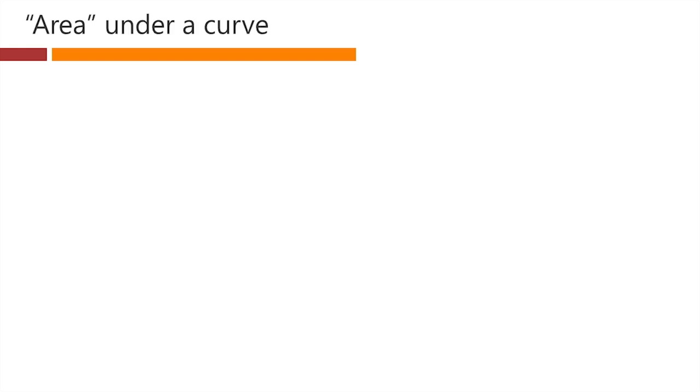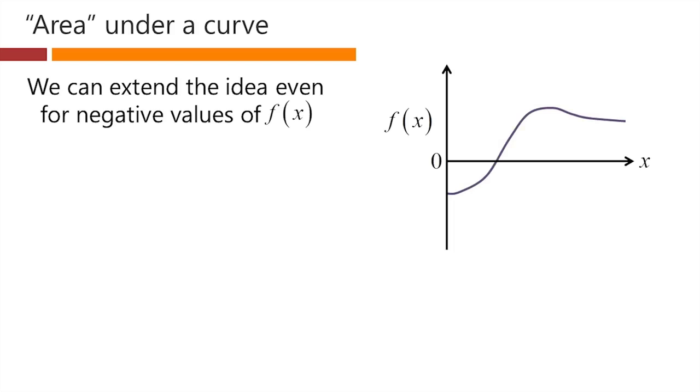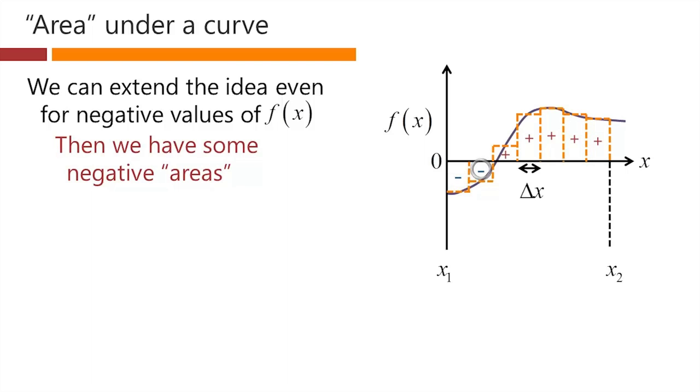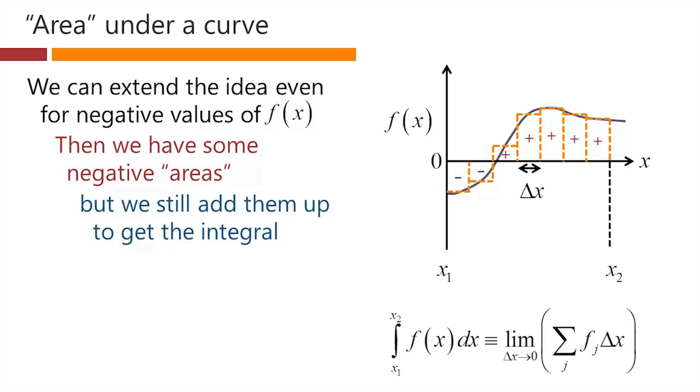Now, the idea of area under a curve is all right if the curve is always above 0. We can extend this idea, however, to having the curve below 0 simply by treating these parts as negative areas. Negative area doesn't usually mean anything, but it can mean something in the context of a curve like this. So when we come to work out the total area, these parts make a positive contribution and these parts make a negative contribution. We still add everything up, some positive, some negative, to get our total integral.